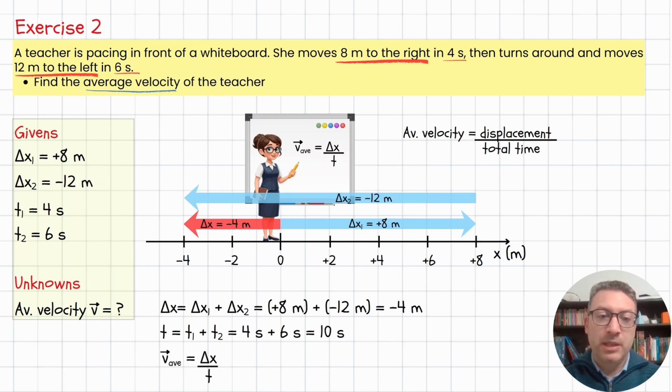Therefore, the average velocity is delta x over t, which is negative 4 meters divided by 10 seconds, and the result is negative 0.4 meters per second. The negative sign means that the displacement and the average velocity are both directly to the left.